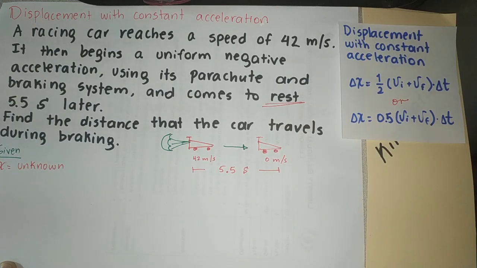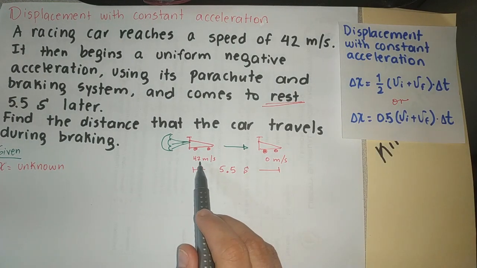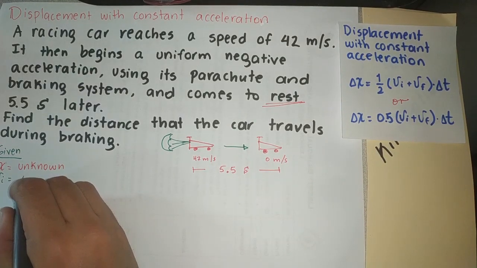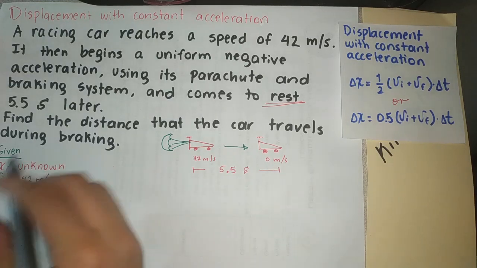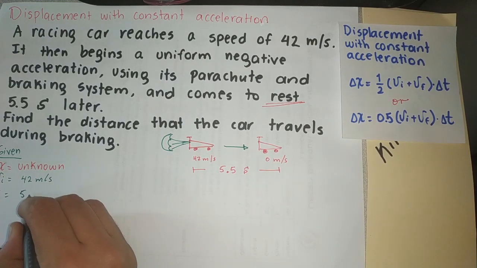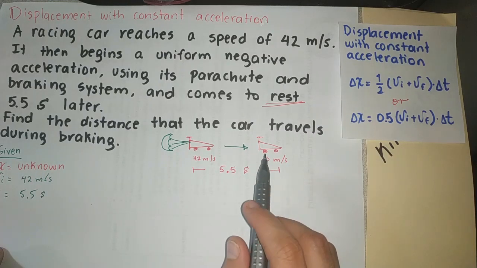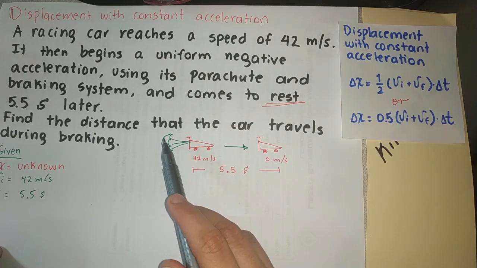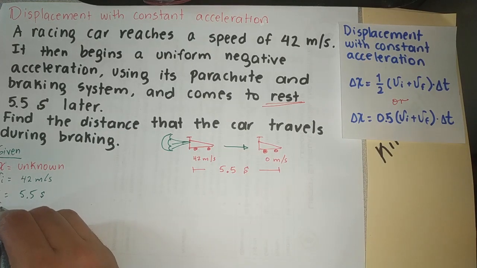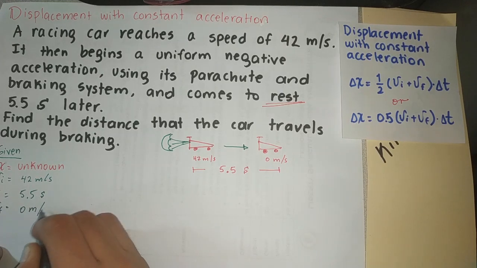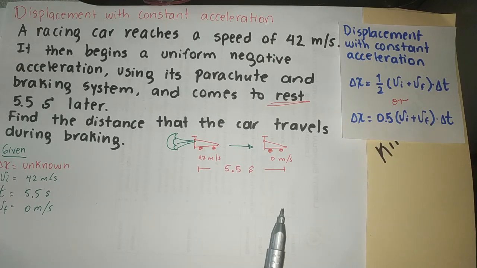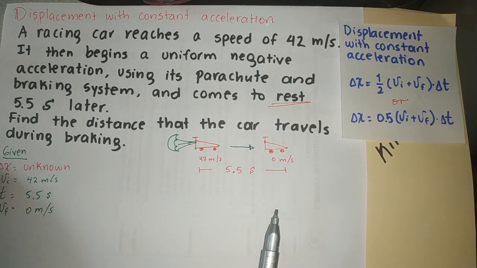Now, what is the problem giving us? It's giving us 42 meters per second. This is the initial speed. After a time of 5.5 seconds, the car comes to rest, meaning it's not moving anymore because of the parachute and the braking system. So the final velocity is 0 meters per second. Do we have everything that we need to calculate the distance? Yes, we have velocities and we have time.